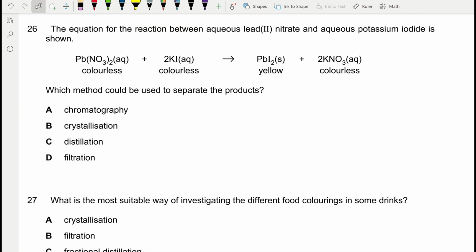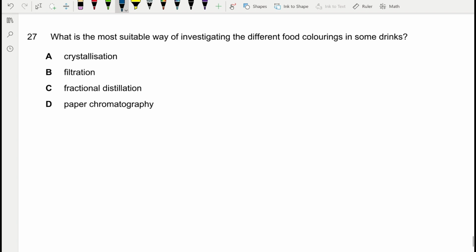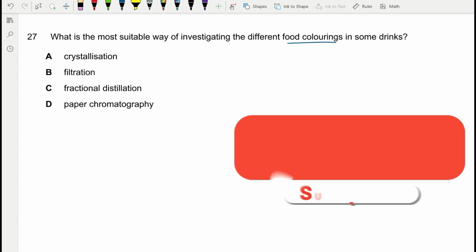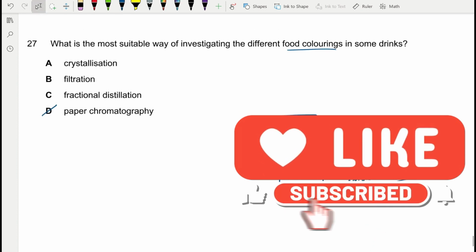Question 26. The equation for the reaction between lead nitrate and aqueous potassium iodide is shown. Which method could be used to separate the products? We have two products. One is a solid and the other is an aqueous solution. So to separate a solid from an aqueous solution, we need filtration. Question 27. The most suitable way of investigating the different food colorings in some drinks is by paper chromatography.